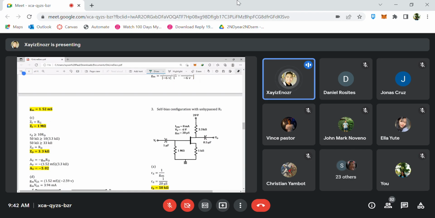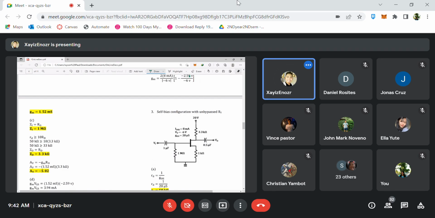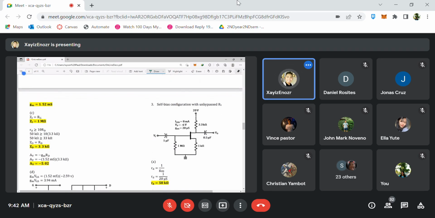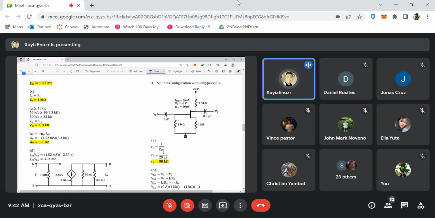Then we have to find the input impedance. That's simply our Rin, which is RG, the gate resistance, which is 1 megaohm. Then let's check our RD. Okay, so 50, so 10 times 3.3, so 33 kilo lang yan. So it's larger, so we can now use the output impedance as simply our drain resistance. Then for voltage gain, negative GMRD, so we can get negative 5.02.